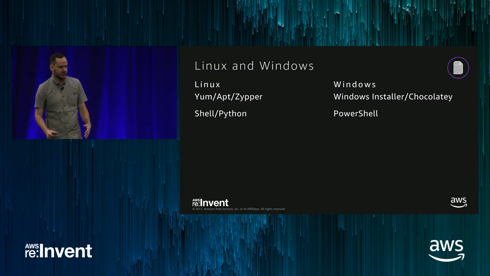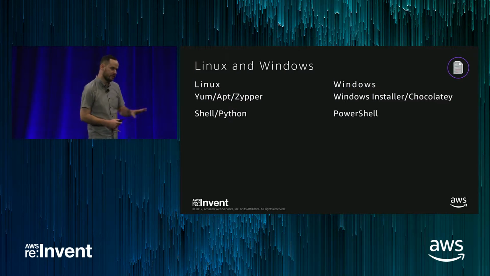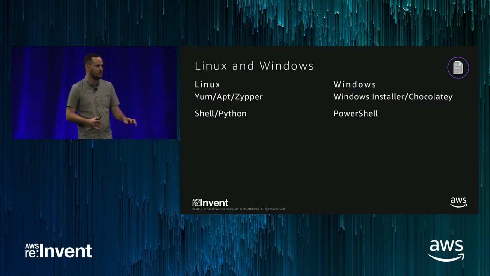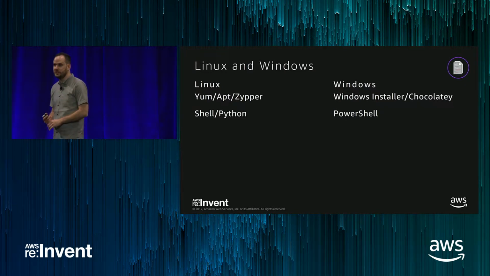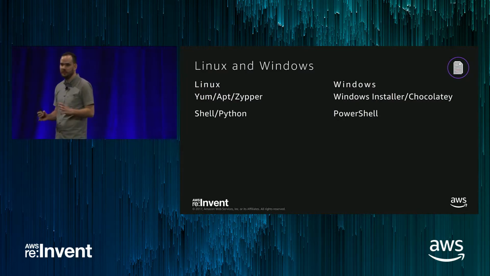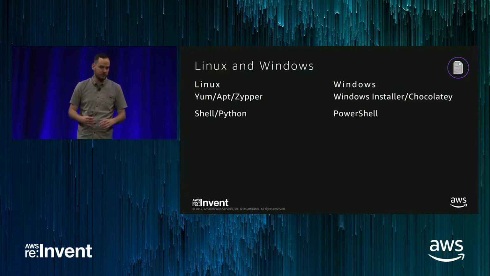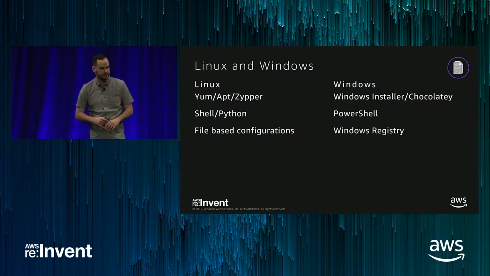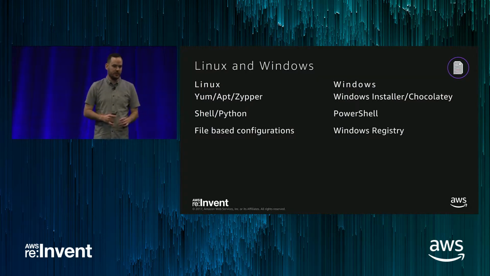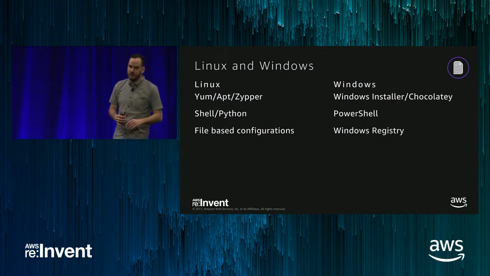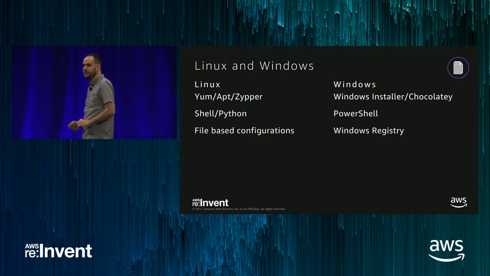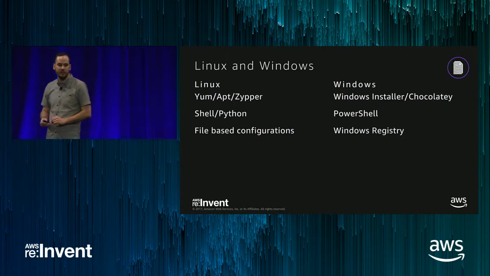In terms of scripting, in the Linux world, we see a lot of shell scripting, a lot of Python as well. On the Windows side, we tend to see a lot more Windows PowerShell. It's kind of a first-class citizen in the Windows ecosystem. It's already pre-installed, it's already set up. In terms of configuring some of the applications and components, on the Linux side, we see a lot of file-based configurations. On Windows, we see a lot more use of the Windows registry to set particular settings for different applications.